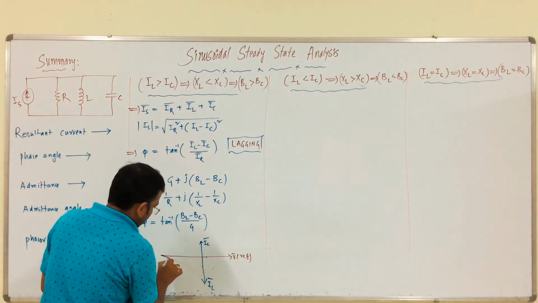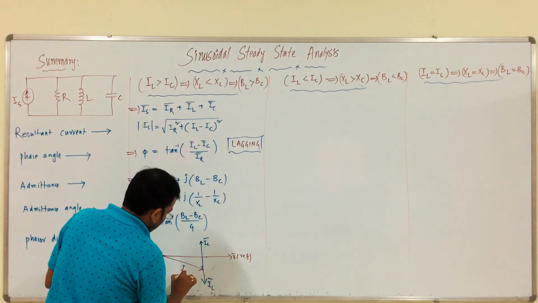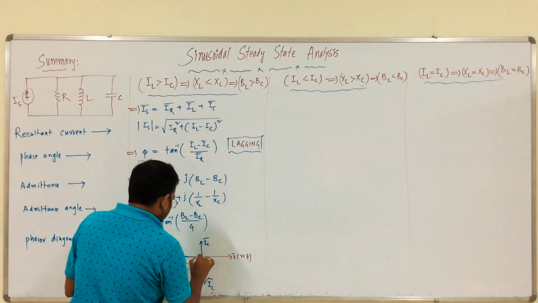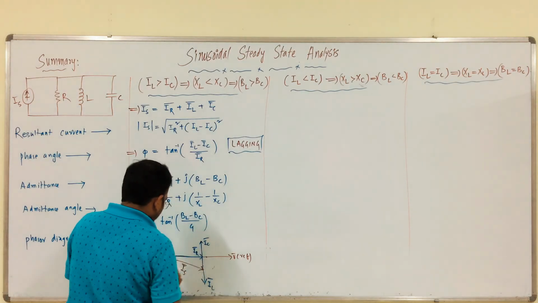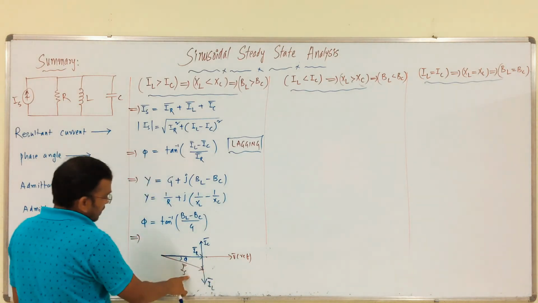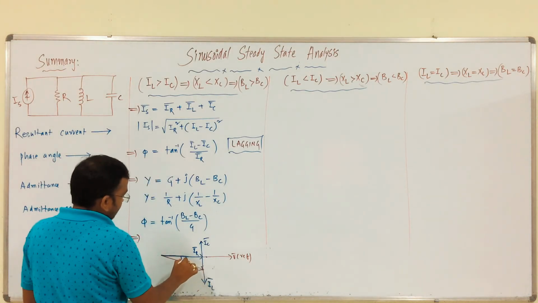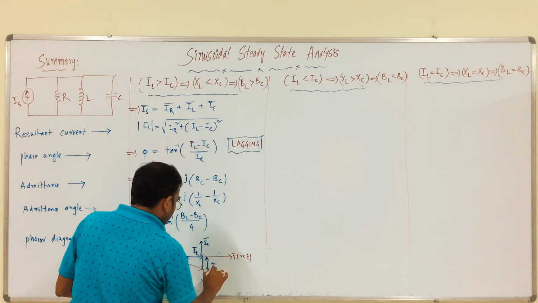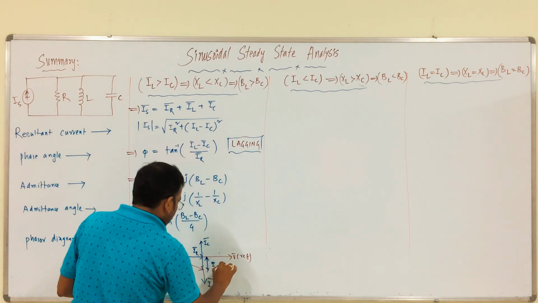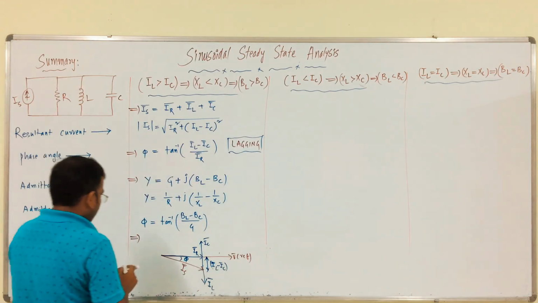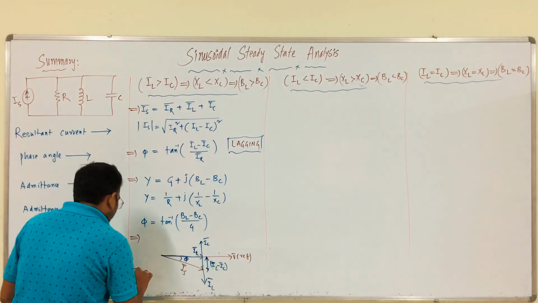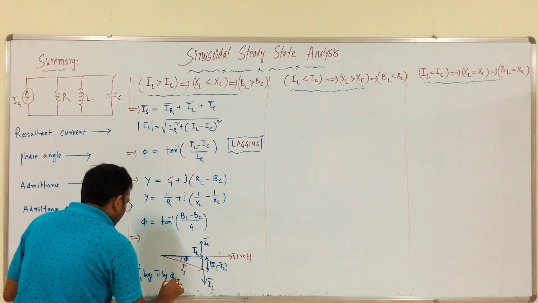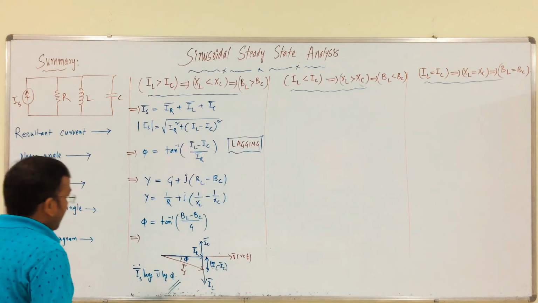Therefore, this is what, IS. This is IR, right? This is phi. See, from this, current lags voltage by phi. This is what, IL minus IC, right? Current lags E by phi, that is why the angle is lagging.